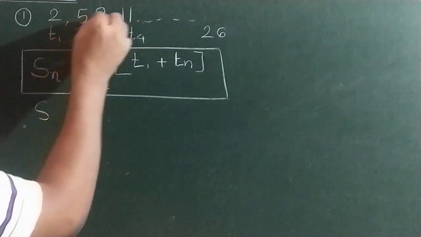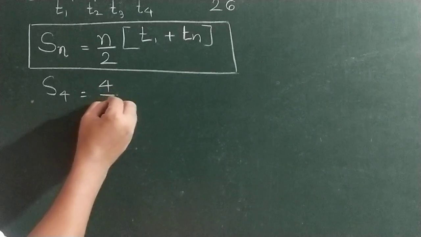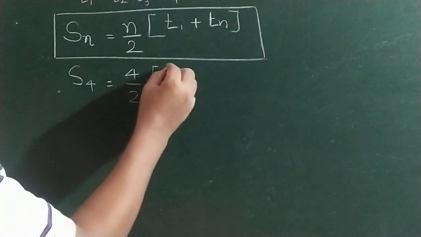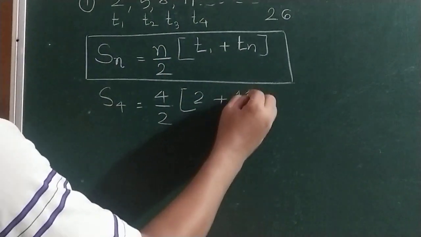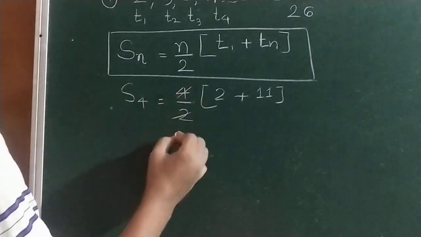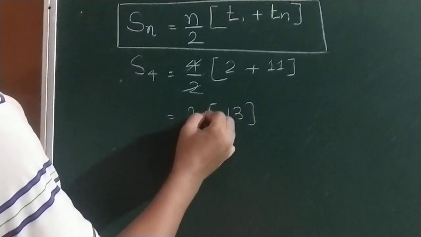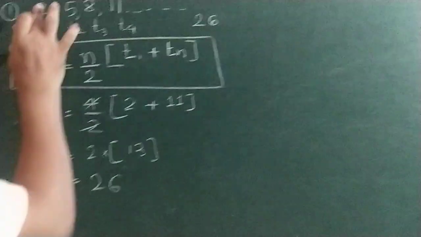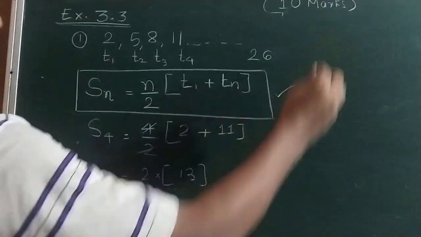So how many terms are there? 4 terms. So S4, so 4 upon 2. What is T1? T1 is known as the first term, so 2. What is Tn? Tn is known as the last term, 11. So you will get the same answer here also. Cancel 2. 11 plus 2, 13. And there is a multiply sign. So again 26. So this is the sum of 4 terms. Okay, so this is the useful formula.